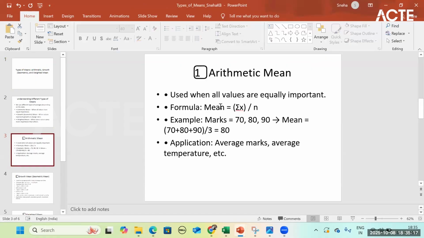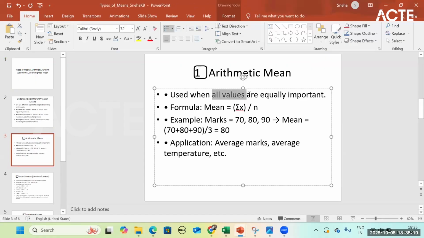number. This will be done when all the values are equally important. When all the values in the data are equally important, we will take the arithmetic mean. Okay? Okay, ma'am. Understanding? Yes, ma'am.